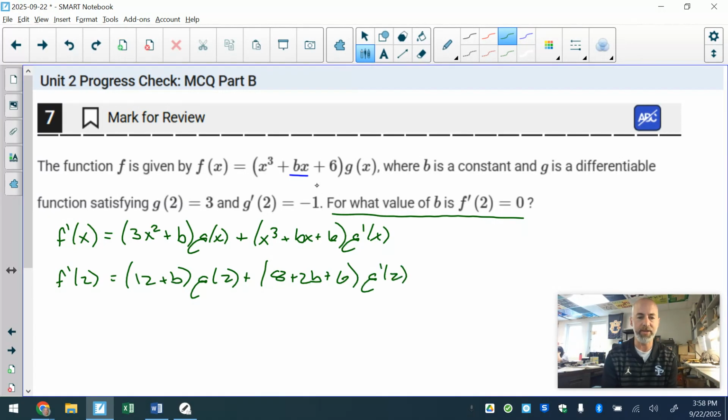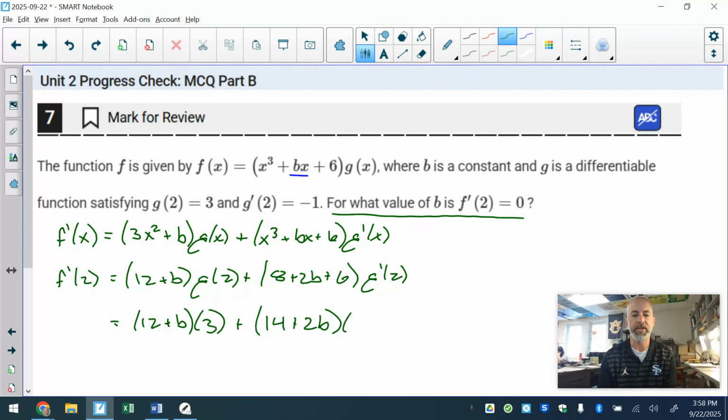And then they gave me values of g of 3 and g of 2 and g prime of 2. So that's 12 plus b times g of 2, which is 3, plus, I'm going to go ahead and add the 8 and the 6. That'll be 14 plus 2b. And g prime of 2 is negative 1. And I need that whole thing to equal 0. So the question is, what does b need to be so that this is 0?